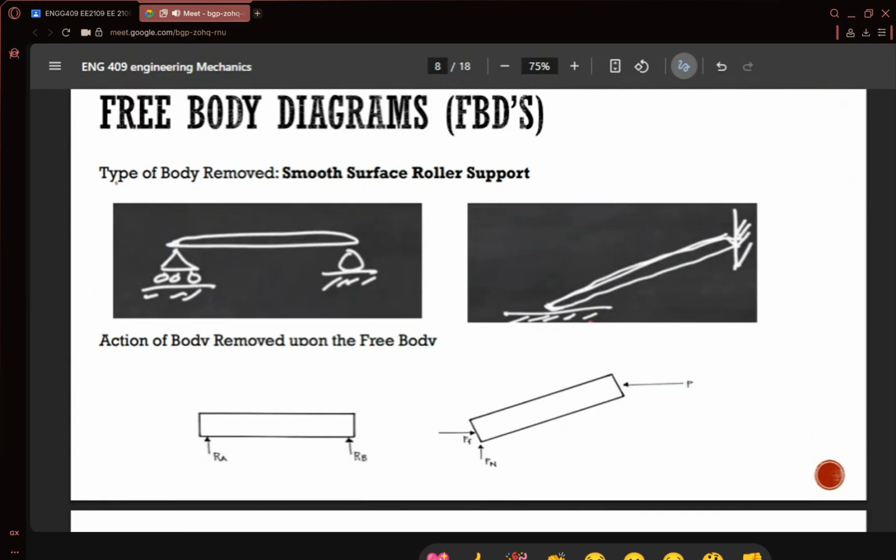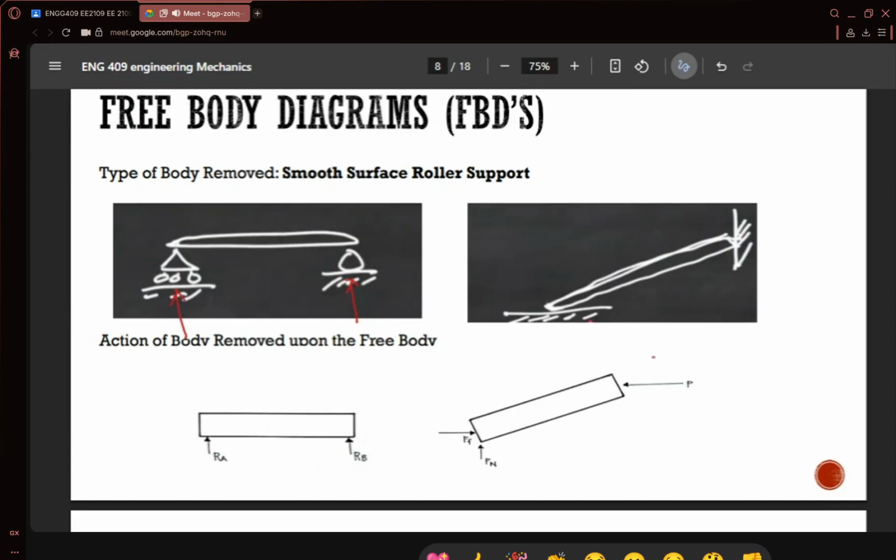Okay, so what else do we have? Type of body removed, smooth surface, roller support. So roller support here is this one, also this one. So again, roller support gives you a support that is like a normal force, perpendicular to the surface here. Also here. See this?